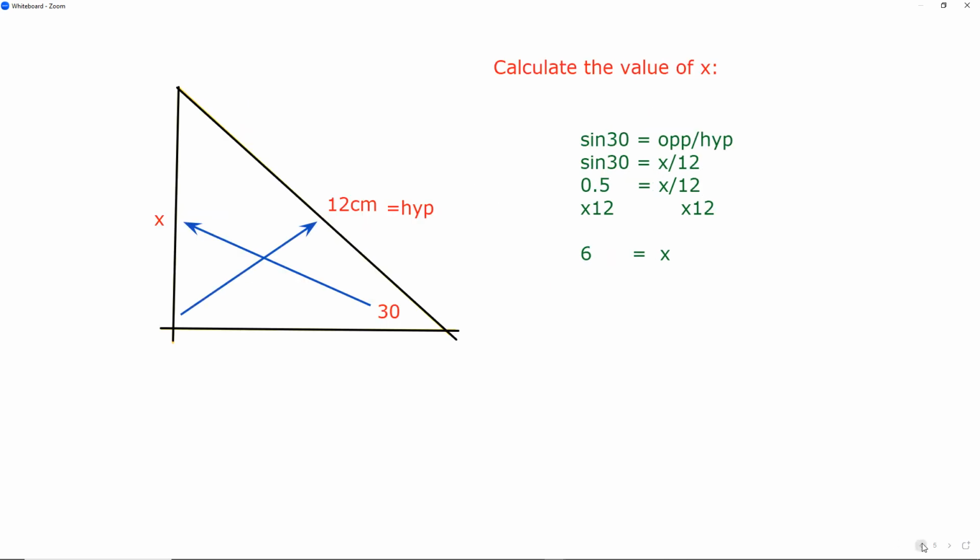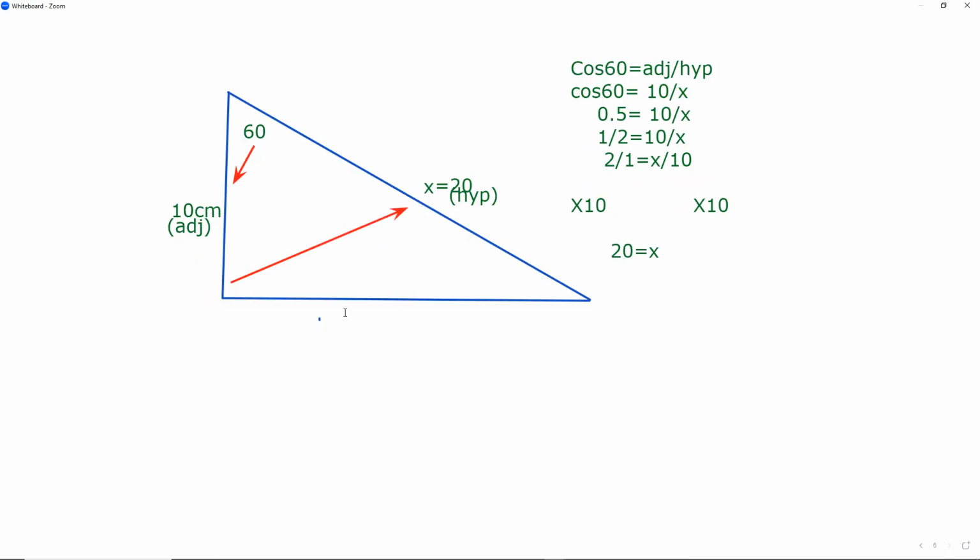The previous one we used sine, calculating the value of x. But this one, your x was your opposite. Right, remember that was your opposite side there. Versus this, x is your hypotenuse. It's in the position of the hypotenuse. So when we substitute into our equation, we're missing that component over there, which is x.